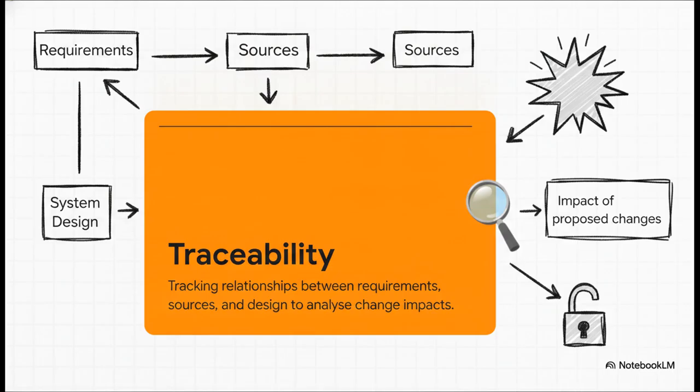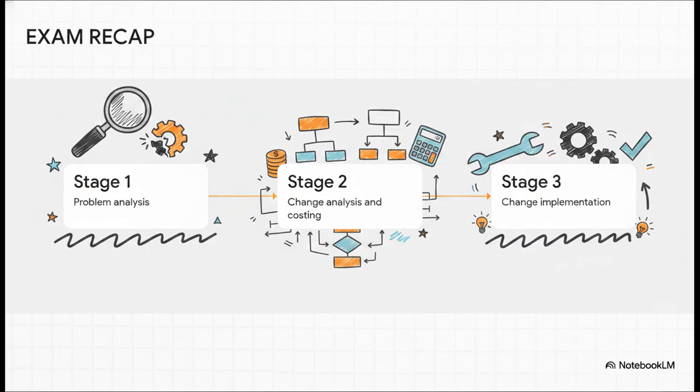If you were asked why we need tools like DOORS, the answer is to manage complex traceability. Secondly, you must be able to list the 3 stages of the requirements change management process, and you have to list them in this exact order to pass your test. Number 1, problem analysis and change specification. Number 2, change analysis and costing. Number 3, change implementation. Definitely memorize that sequence.